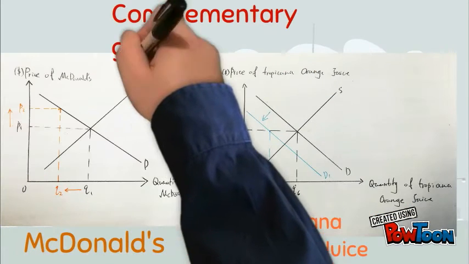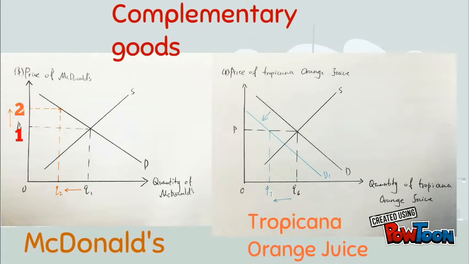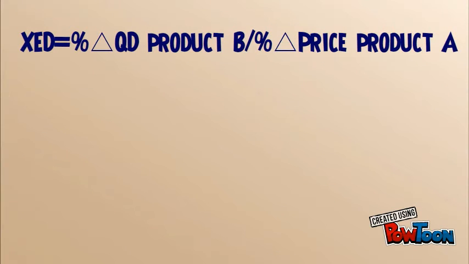Now let's look at complements. Mr. R has a habit of drinking Tropicana orange juice every day only when having McDonald's. Let's assume that many people in the world have the same habit. So if the price of food in McDonald's increases, the demand curve of Tropicana orange juice will shift to the left, meaning the quantity demanded for Tropicana orange juice will decrease.